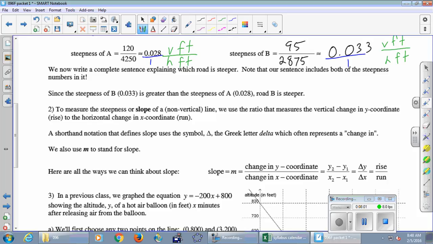Fair? Okay, so I'm going to try to say this as clearly as I feel comfortable saying it. We have a quest coming up on Wednesday. I really like this question comparing steepnesses of two roads. You hearing me? Yes?